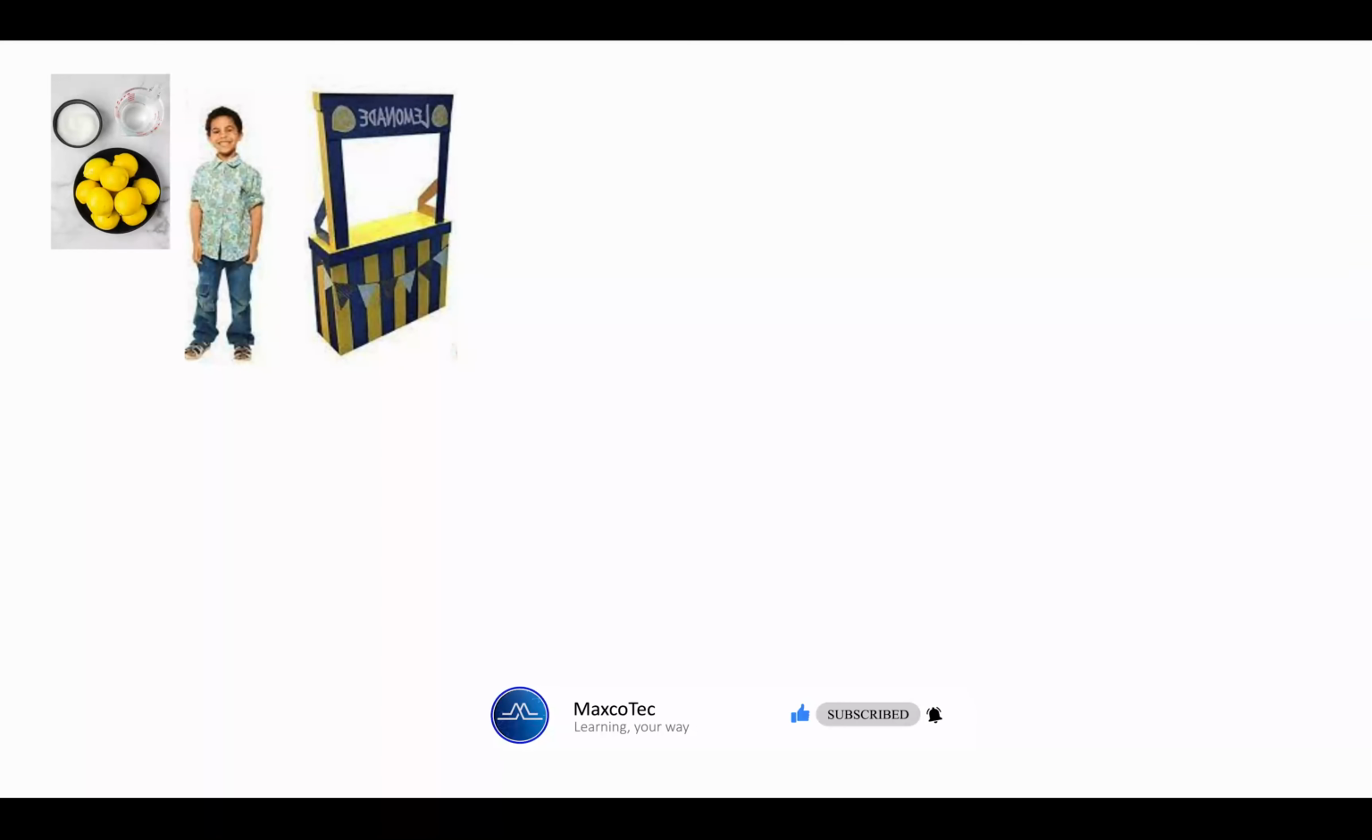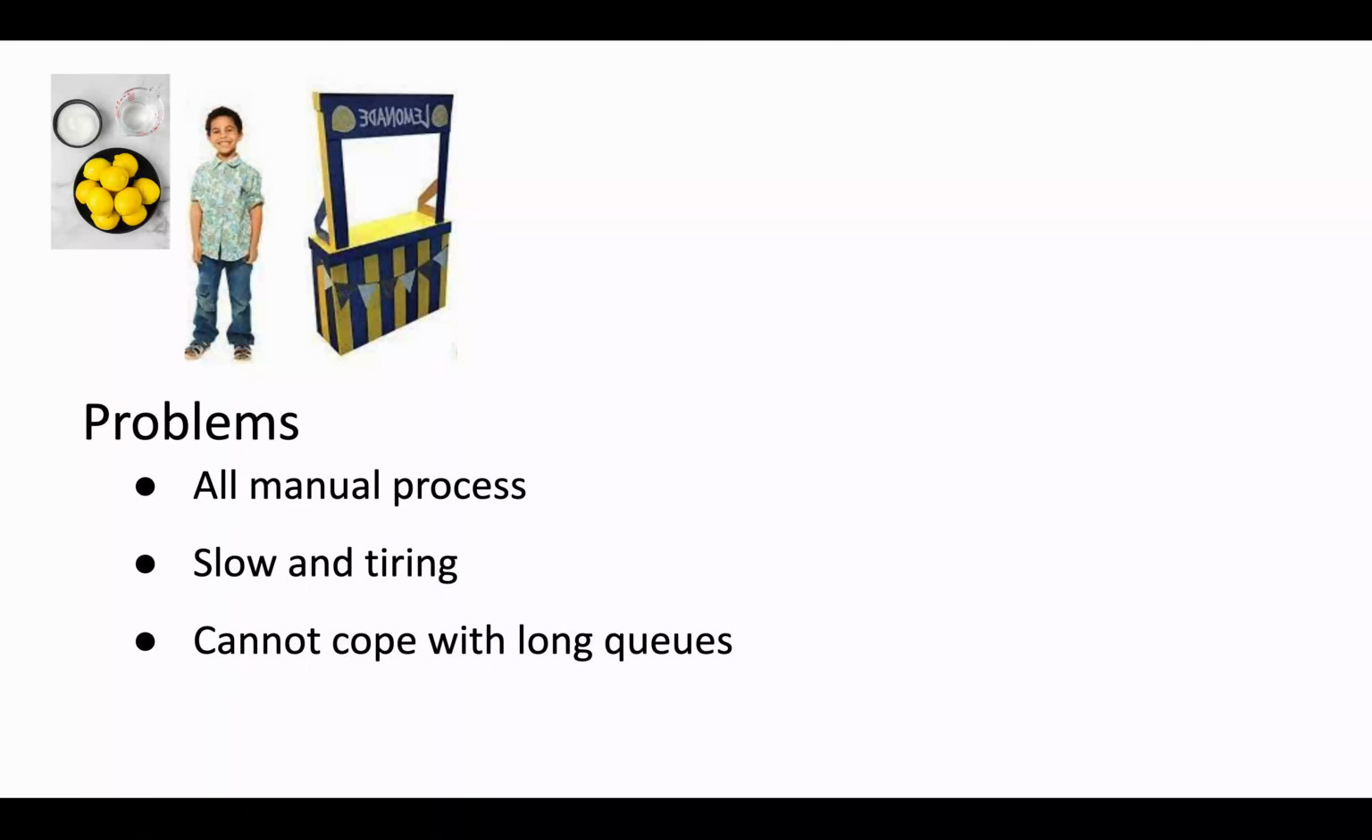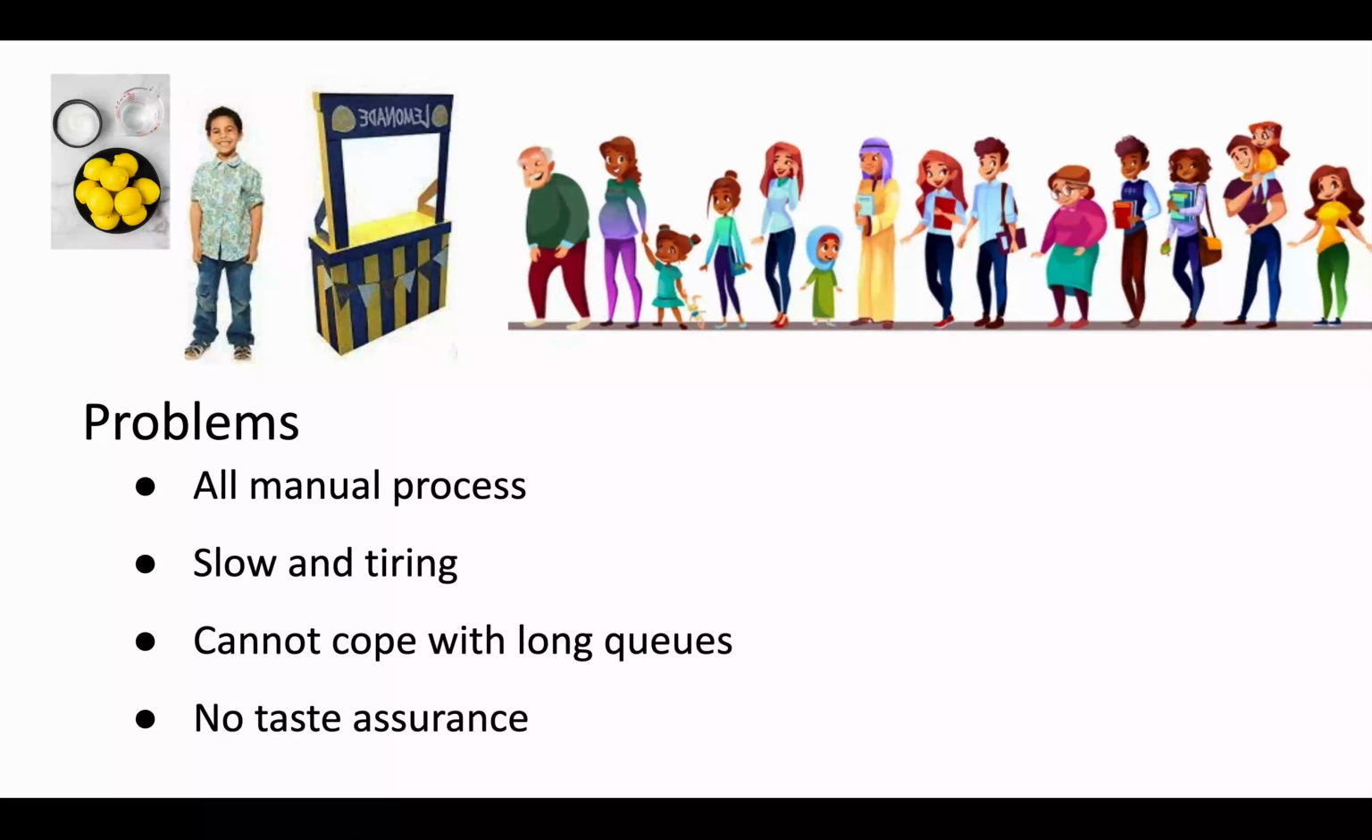So the current lemonade making process, as you have observed, is slow and tiring. It relies on manual steps at every stage. Every time someone wants a lemonade, you have to squeeze the lemon, mix the sugar, pour it yourself, and then serve it to the customers. This process can't handle things very efficiently, especially in a scenario where you have long queues, and there is no guarantee of consistent taste and quality in each cup.